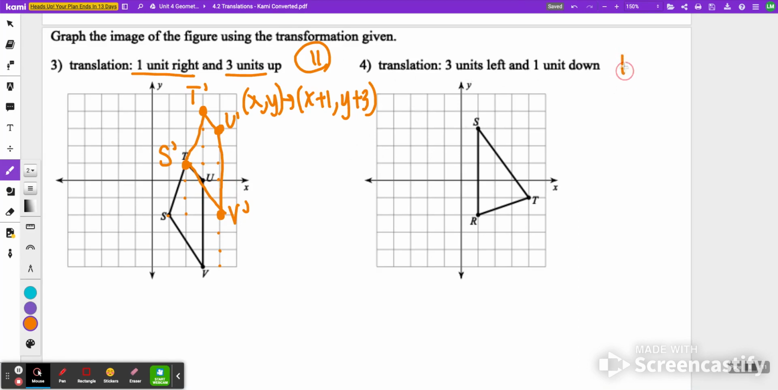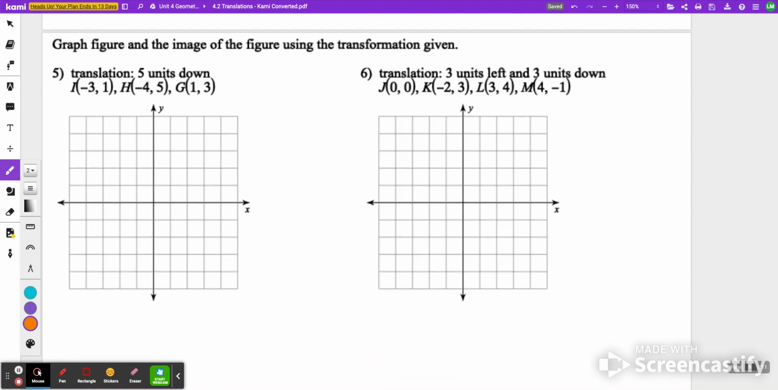Number 4, go ahead and try this one on your own. Again, start with one letter at a time, and you're going to go 3 to the left and 1 down. All right, let's see what happens. I'm going to start with letter S. 1, 2, 3 left, 1 down, makes S prime here. R prime, I'm going to go 1, 2, 3 left, 1 down. And then T, I go 1, 2, 3 to the left and 1 unit down. Again, T is going to share that point with R, and that's okay. Sometimes that happens, but not all the time. Connecting my points, I should have the same exact shape, just slid to the left a little bit and down.